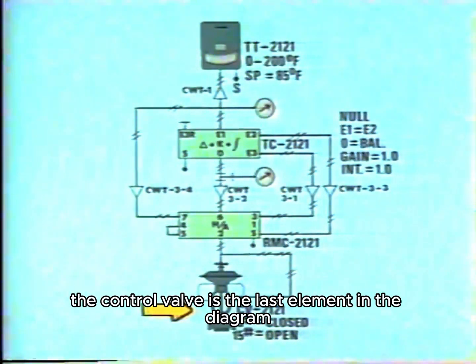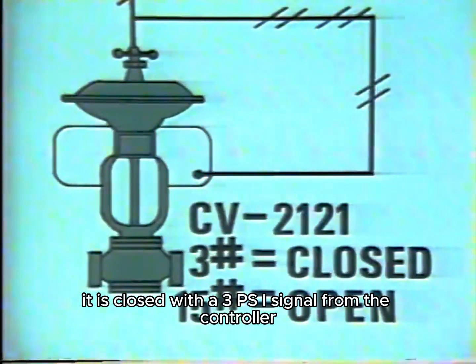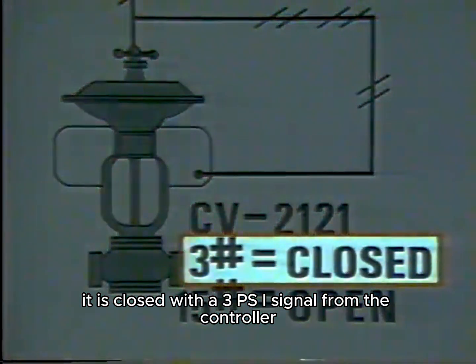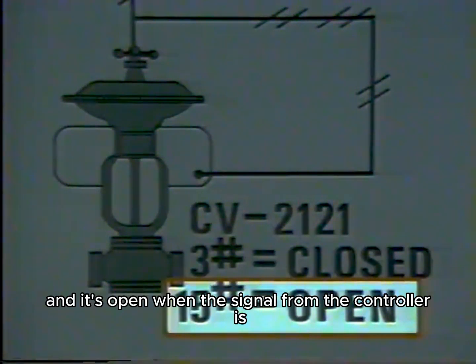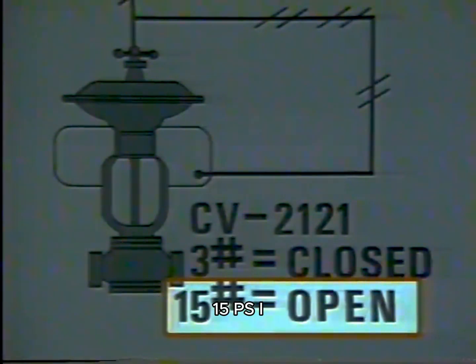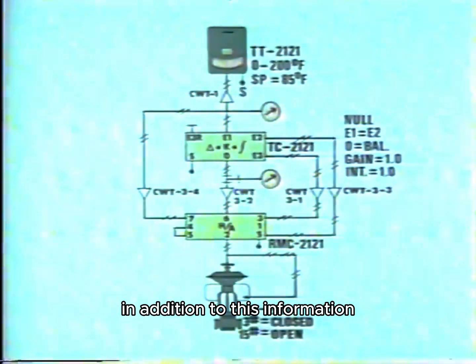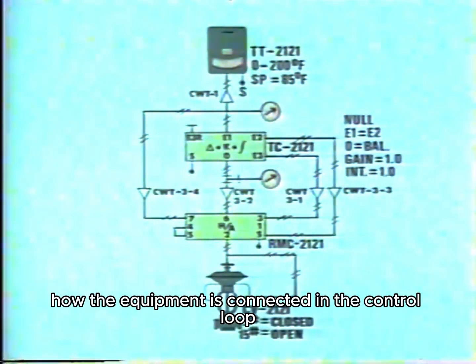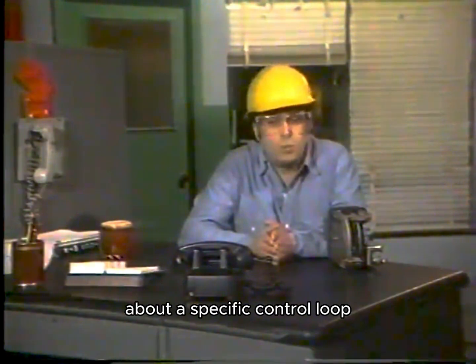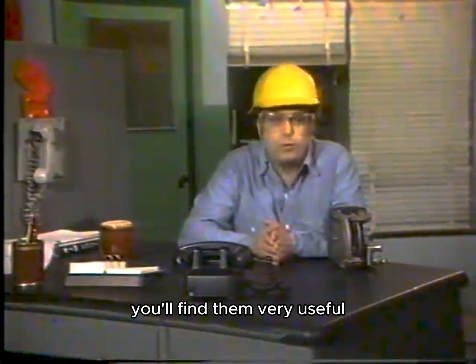The control valve is the last element in the diagram. It is closed with a 3 psi signal from the controller, and it's open when the signal from the controller is 15 psi. In addition to this information, you'd also learn how the equipment is connected in the control loop. So, a control logic diagram contains a lot of information about a specific control loop. You'll find them very useful.